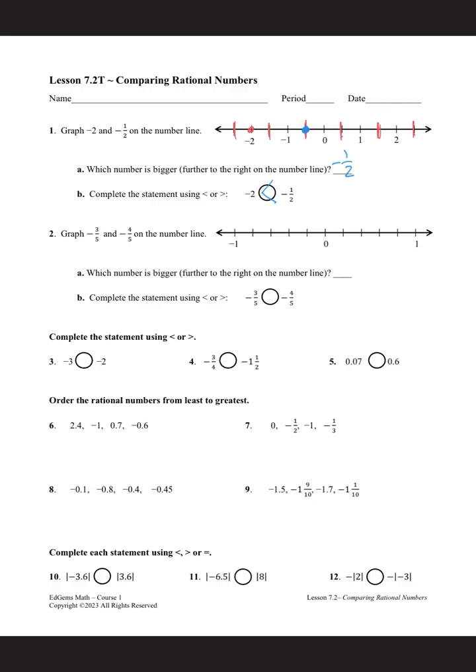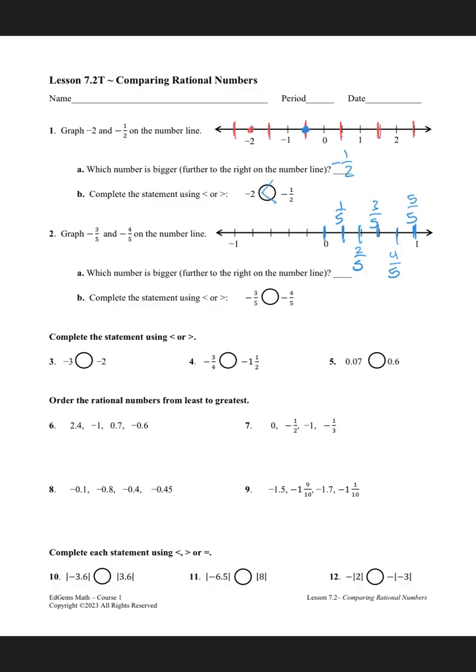For number 2, the graph shows a number line that starts at 0, goes all the way to 1, and has hash marks in between. So how many hash marks are there? We've got 1, 2, 3, 4, 5 hash marks. Each one of these hash marks is worth 1/5. So I've got 1/5, 2/5, 3/5, 4/5, and now number 1 is 5/5, or 1.